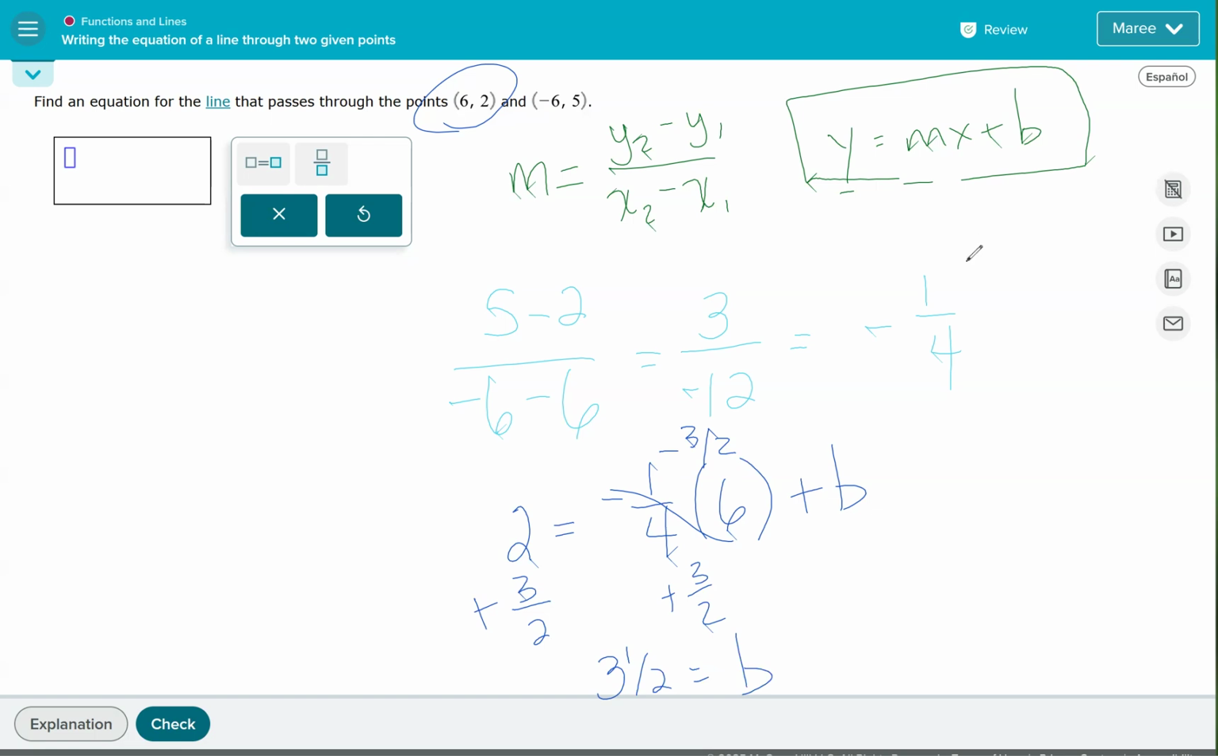So now we have our slope and our y-intercept. We're going to use those two numbers for our y equals mx plus b. So y equals, put in our slope, -1/4. Don't forget your x, plus 3.5.